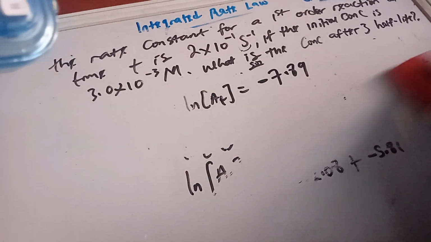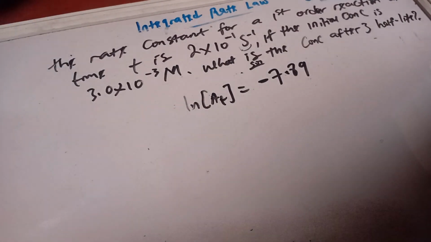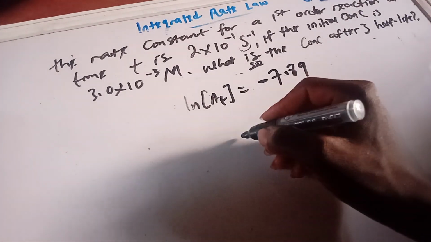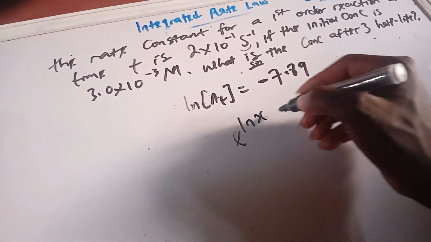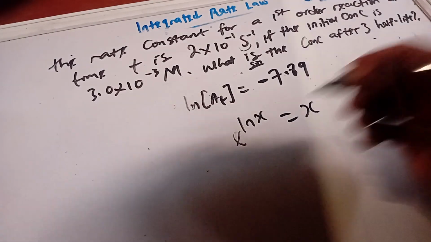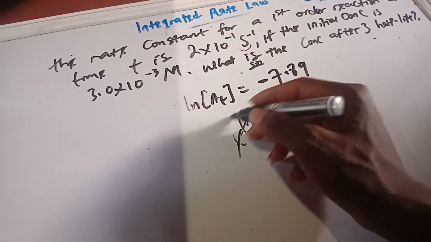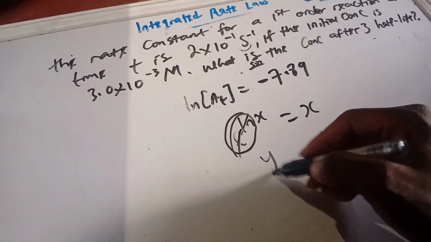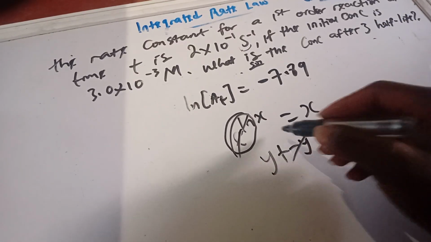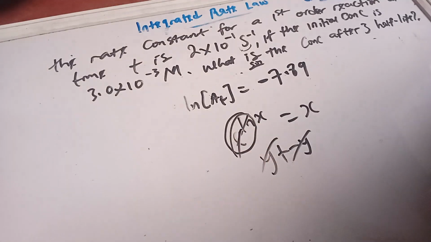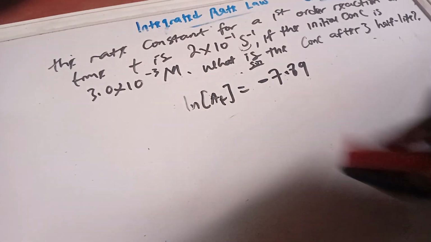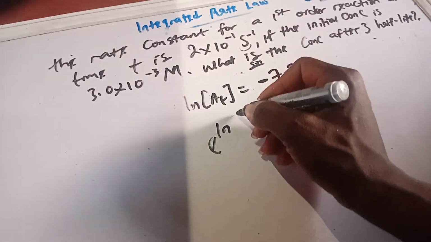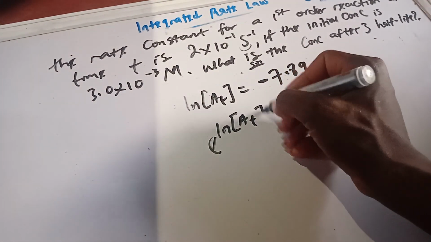So how do we find At now? Here we have ln At equals this, so you take the exponent of both sides. In mathematics, if you have e raised to the power ln x, it is equal to x. They are like opposites of each other, just like saying y plus minus y, so they cancel. That's what happens to e and ln. It will remain x. So how do we have At here? It is by saying e raised to the power ln At.